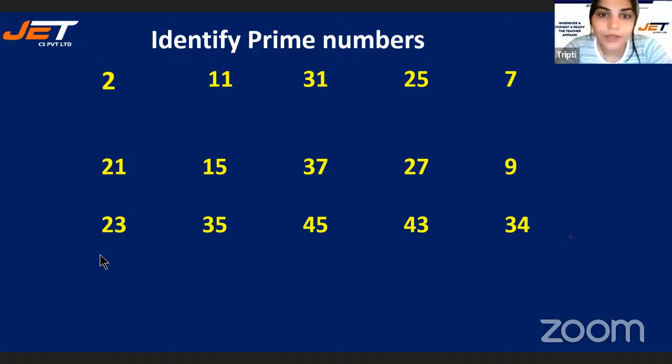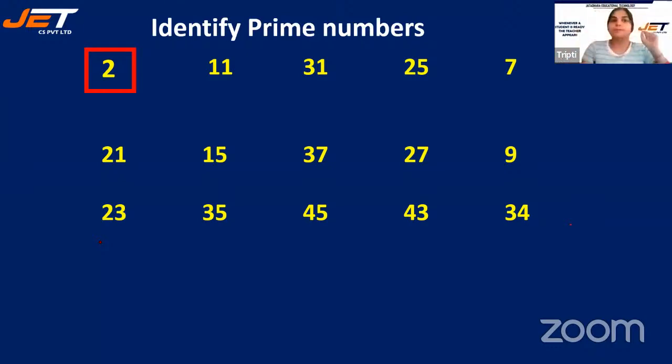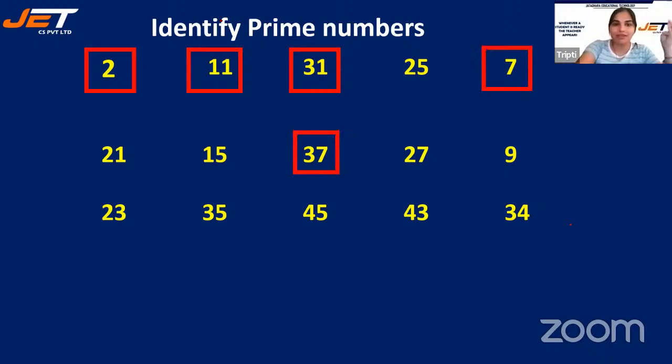Okay, so over here, I hope you found the prime numbers. 2, the only even prime number. 11 is a prime number. The factors of 11 are 1 and itself, 1 and 11. Also 31, 7, 37, 23, 43. If you see another odd number, 25 comes in the table of 1, 5, and 25 itself. So that is not a prime number. It has more than two factors.